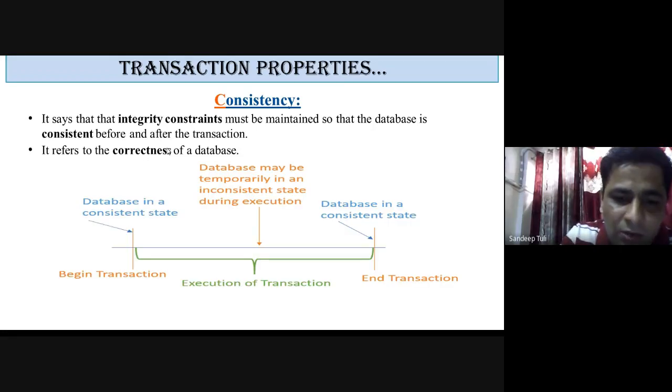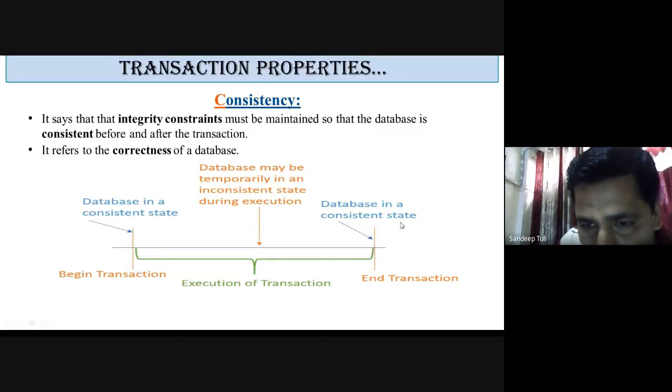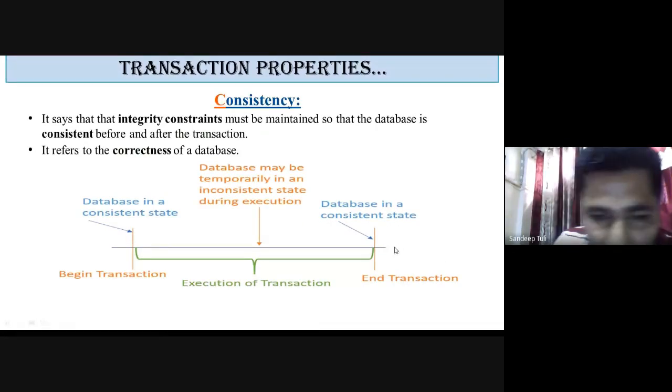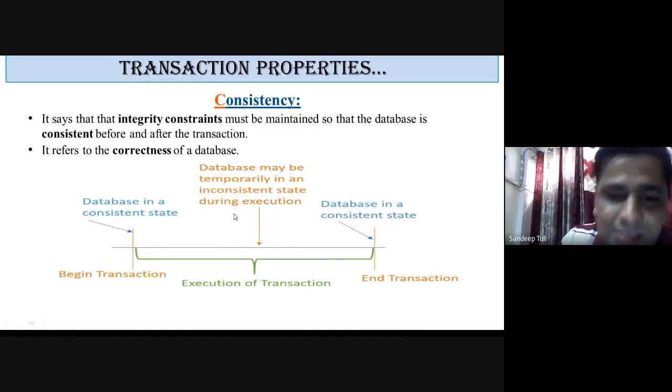Now look at that particular diagram. If you see my cursor, before the transaction begins, the database is in a consistent state. The value of A and B together is 2000 rupees. After the end of the transaction, the database is also in a consistent state. It means A plus B should again be 2000. But in the meantime, during the execution of the transaction, the database may be temporarily in an inconsistent state, because at that time A has been debited but B has not been credited yet. But by the end of the transaction, it must be both debited and credited.